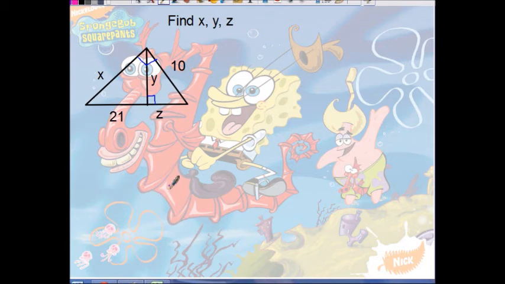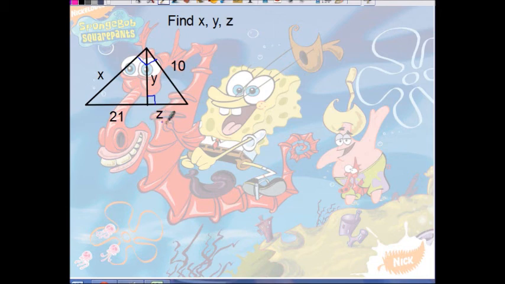So the first thing I would actually solve for is my z. And here's my rationale behind it. If I tried to solve for x being my leg, it would use my segment that's adjacent to it and my full hypotenuse, which has a z. If I try to solve for my altitude first, my y, I would need to use both segments, 21 and z. So again, two variables.